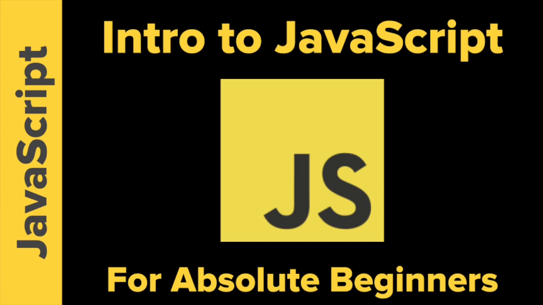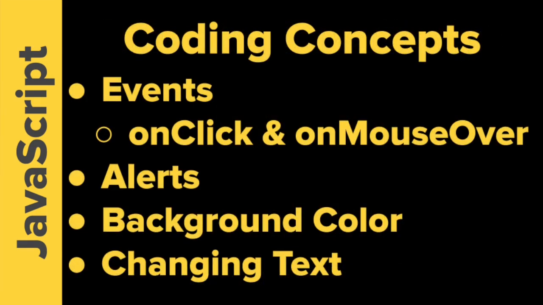Today in this video, we're going to be taking a look at basic JavaScript, like how it works on a web page. We're going to be looking at events, which is how we tell the computer when we want something to happen. This is kind of analogous to input. And then we're going to have three different types of output. We're going to have the computer do three things in response to our input. And our input is going to be clicking a button or moving the mouse over that button. So we're going to have the computer pop up an alert. We're going to have the computer change the background color of the page. And we're going to have some text change.